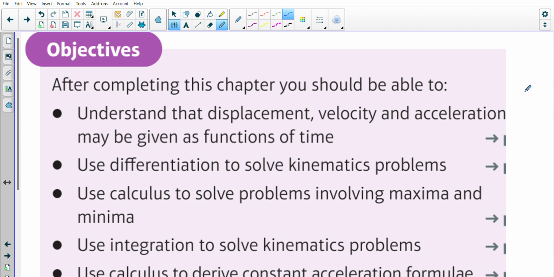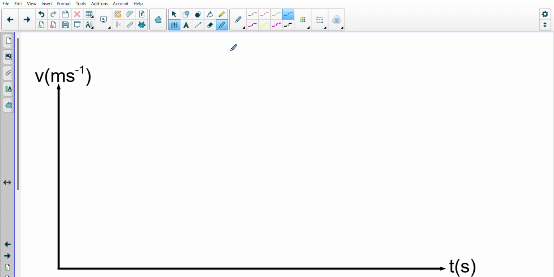We're going to be using calculus, so differentiation and integration, to solve kinematic problems, and we'll see where problems involving maxima and minima come into play, and also how we can use calculus to derive the constant acceleration formulae, in other words, SUVAT.